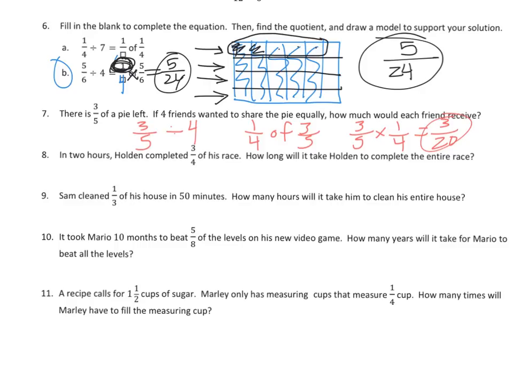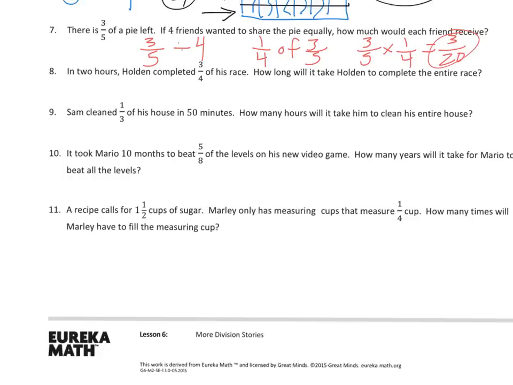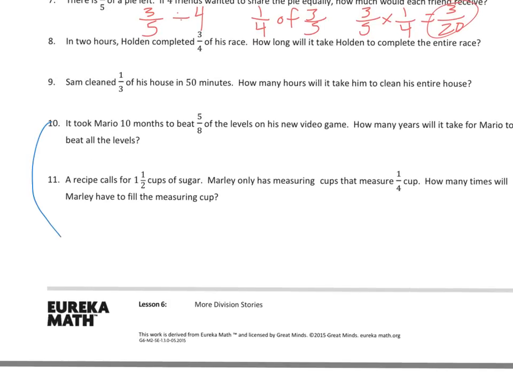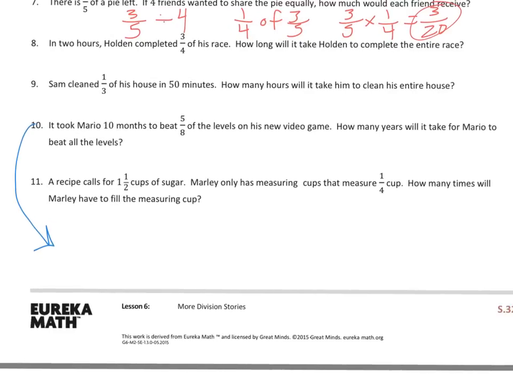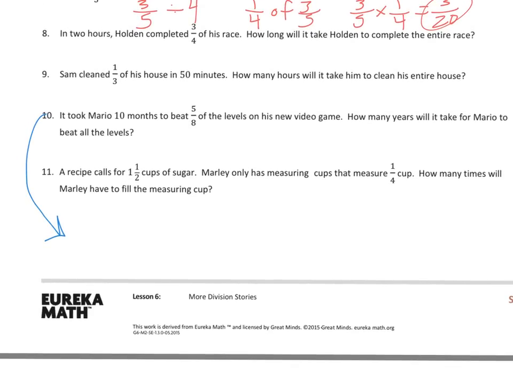Let's take a look at 10 for our last one. So I'm going to bring down 10. And it says, it took Mario 10 months to beat 5/8 of the levels on his new video game. How many years will it take Mario to beat all levels?